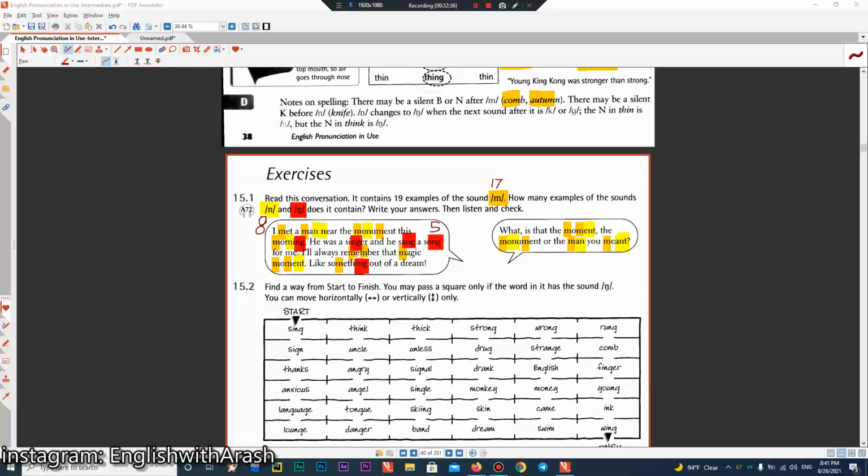So here you can see all the answers. I found 5 ng sounds, like morning, singer, sang, song, something, all of them. And for the ne sound, it was easy. I just found 8 ne sounds. For example, man, monument, near, meant, moment, all of them are ne sounds. Morning, the first n is a ne sound, but the second one is an ng sound. Morning, morning.